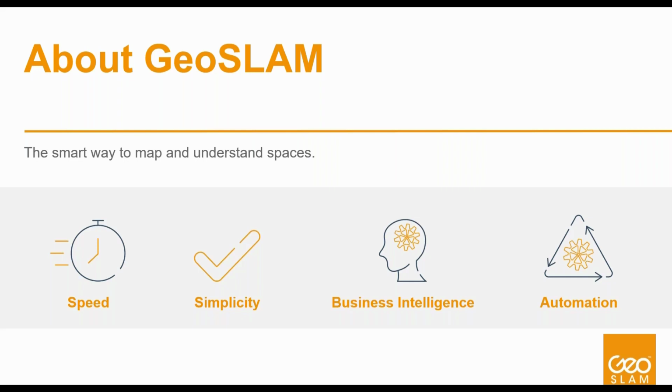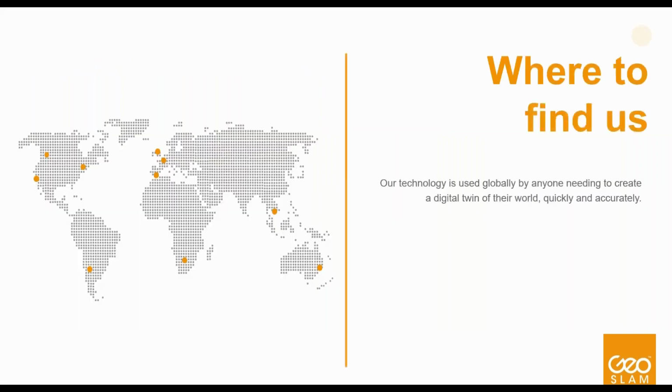Our core values are speed. We're up to 10 times faster than traditional surveying techniques. Simplicity. The systems require minimal training. And business intelligence. Our systems provide you with the tools you need to map and understand spaces. And automation. Our workflows are intuitive and require minimal user input. GeoSLAM was founded in Nottingham in the UK. We're a global company with a presence in 59 countries and a network of 90 dealers.